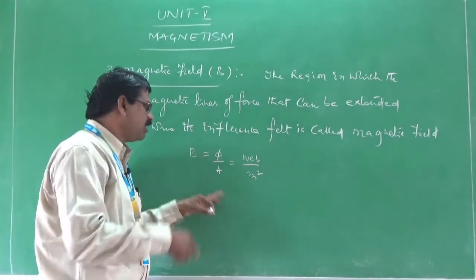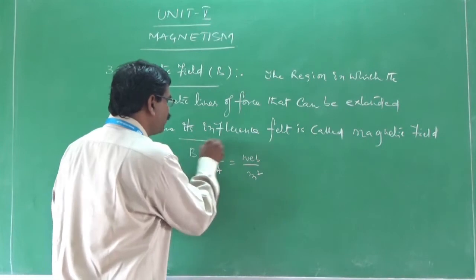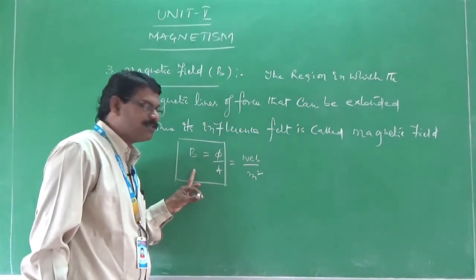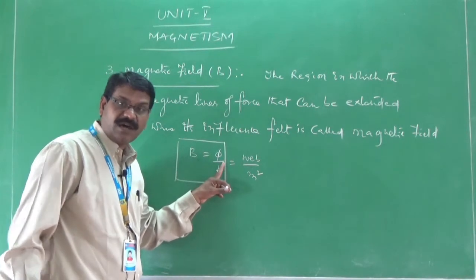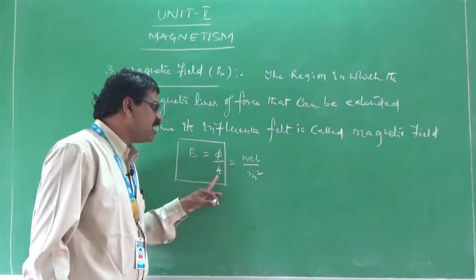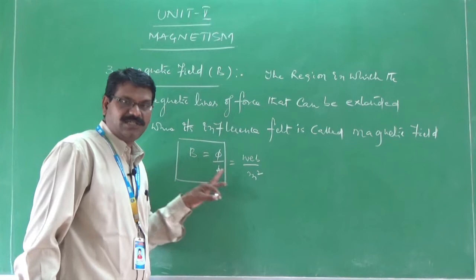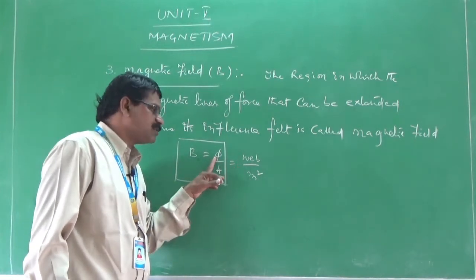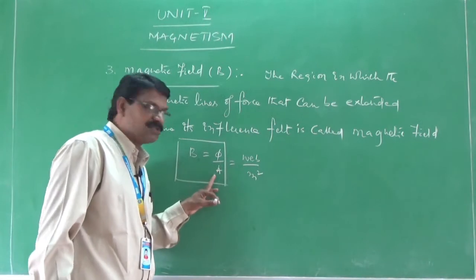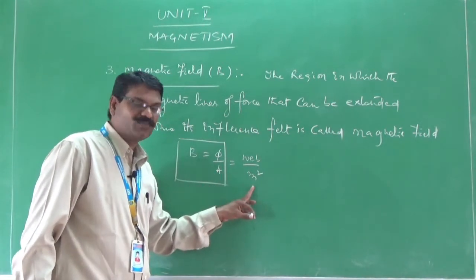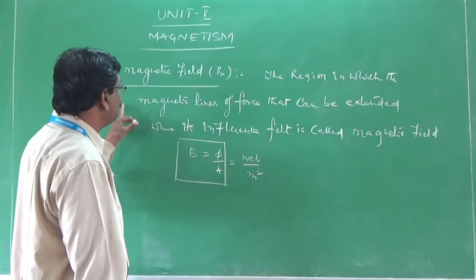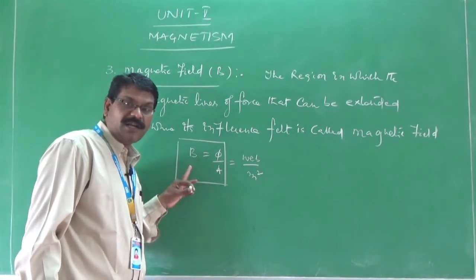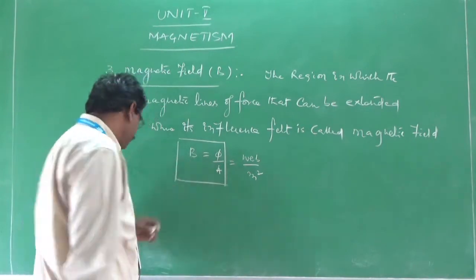It is a vector quantity. As B is equal to phi by A, B is called magnetic field strength, phi is called magnetic flux, or magnetic flux density, and A is the area of cross section. In the SI system, phi is measured in Webers, that means the magnetic flux is measured in Webers, and the area of cross section is measured in meter square. After finishing this definition of magnetic field, now we are going to enter into the magnetic flux density. Let us see this.